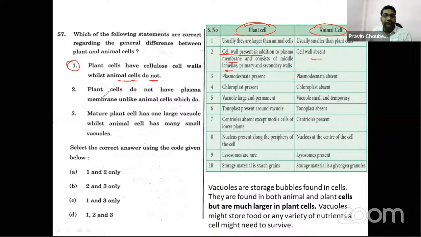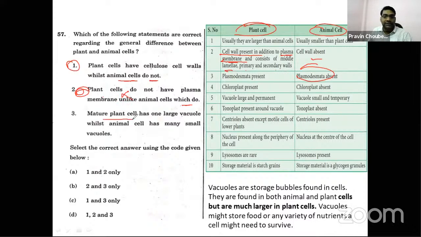Second one: plant cells do not have a plasma membrane like animal cells which do. Okay, so the plasma membrane is present in the animal cell, but it is also present in the plant cell, because the plasma membrane is given right here. Both the cell wall and the plasma membrane are present in the plant cell. So statement 2 will be wrong.